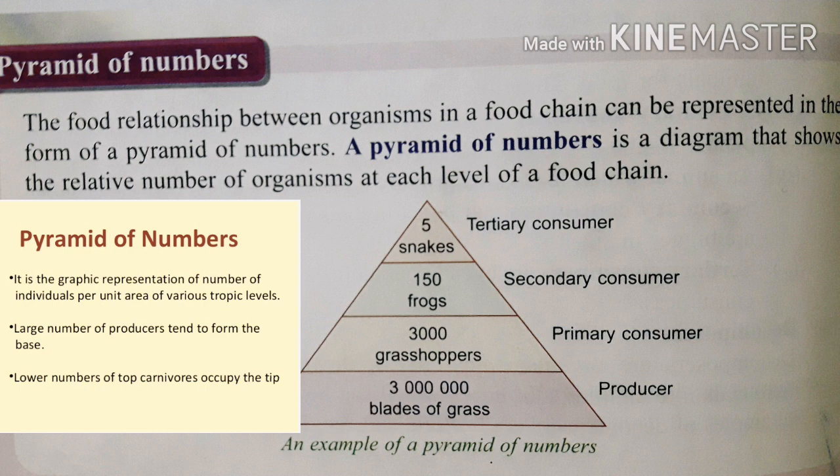What do you think will happen if that tertiary consumer, which is 5 snakes, can't find food anymore? Snakes die and end up in the soil and undergo decomposition with the help of our decomposers, which are bacteria and fungi. Alright?